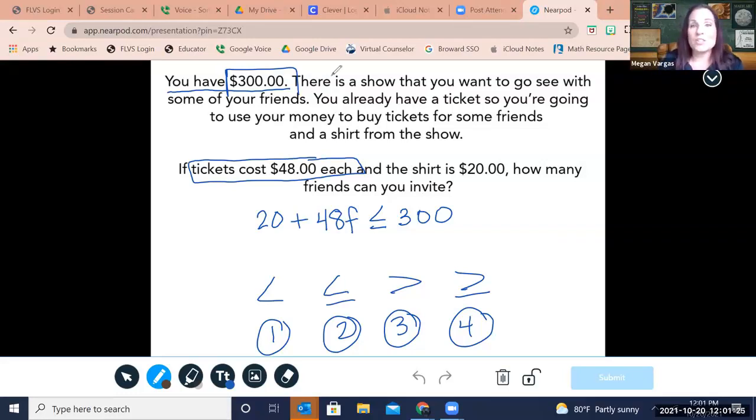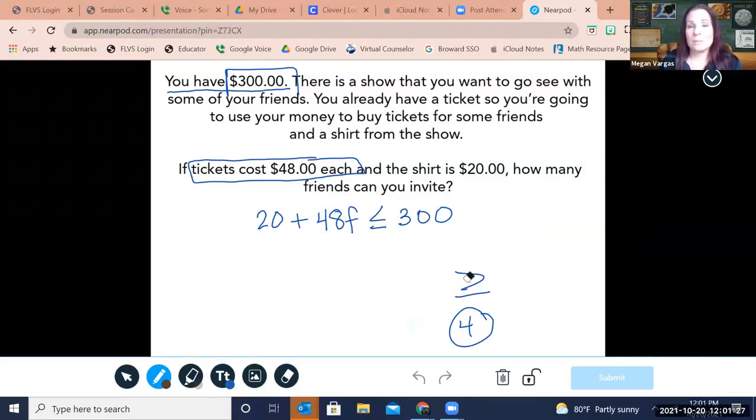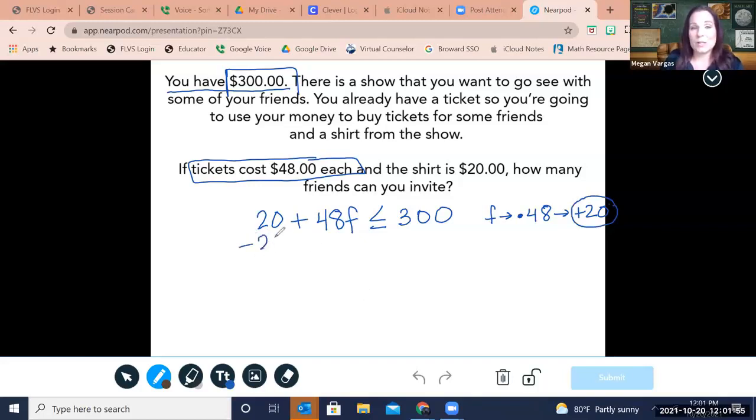All right, so now we're going to solve it. Remember how we solved equations? Same thing. So I've got the F. I'm going to write my order of operations thing here off to the side. The first thing that's being done is it's being multiplied by 48. And then I am adding 20. So when I go backwards, the first thing I have to undo is plus 20. So I minus 20 and I minus 20.